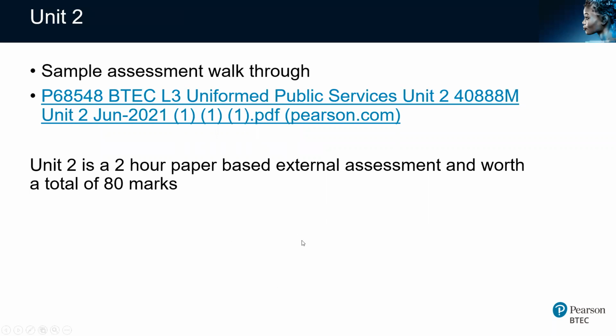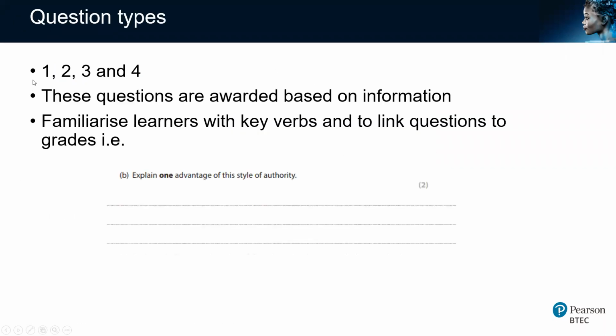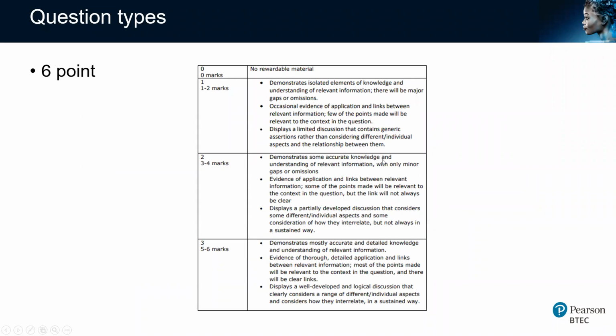So if we look at a walkthrough of a Unit 2 paper, the first thing to remember is it's a 2-hour paper and a total of 80 marks. You've got various different question types. Some are 1, 2, 3, and 4 marks. If you've got one like we have on the screen here, which is an explain one advantage, it's a 2-mark question. What we're looking for there is the learner to identify an advantage of the type of authority and then give an example or explain why it's an advantage. So it's an extension of the identification of the answer. All of the 1, 2, and 4 mark questions are on a very similar basis to that.